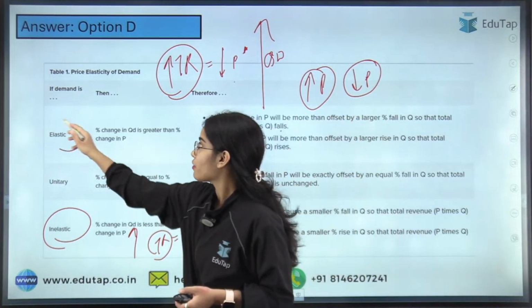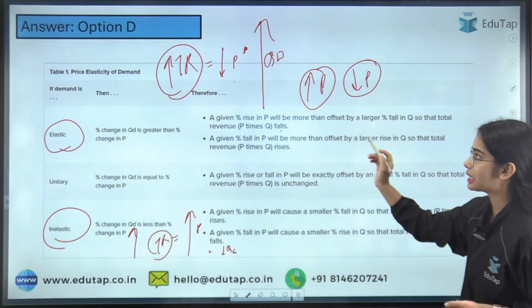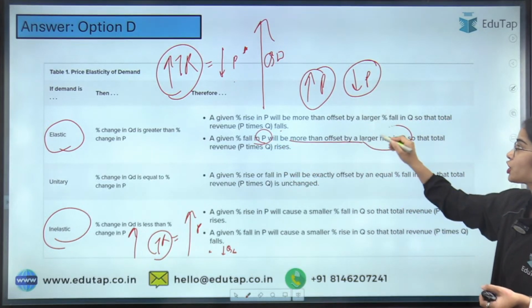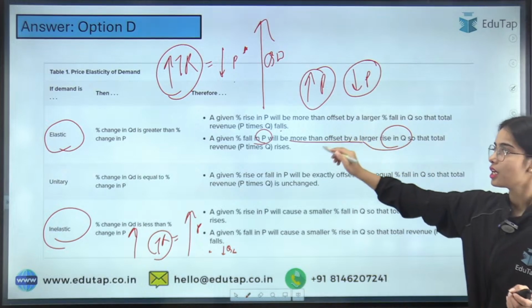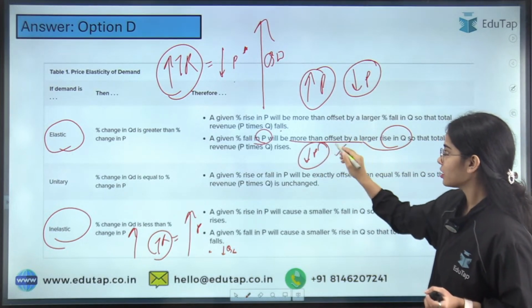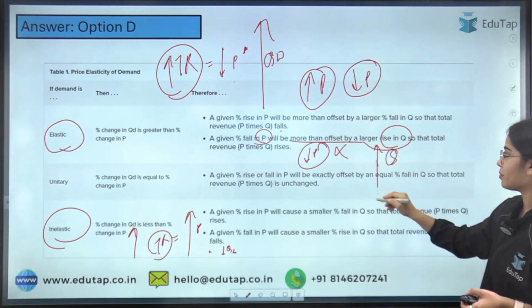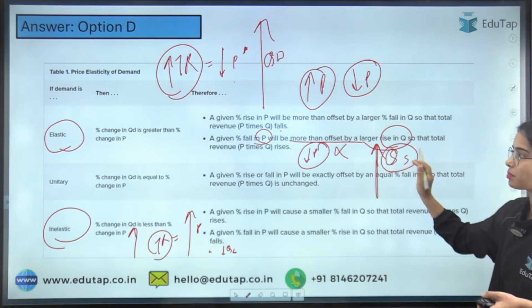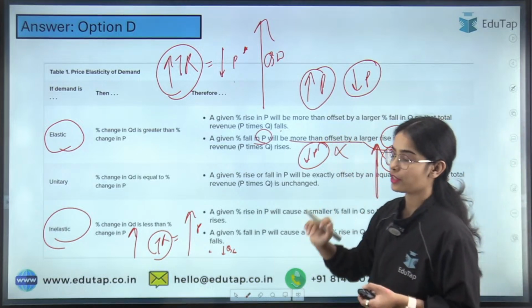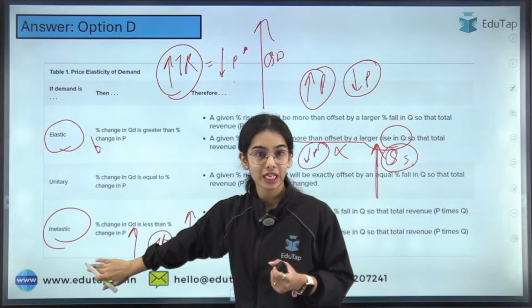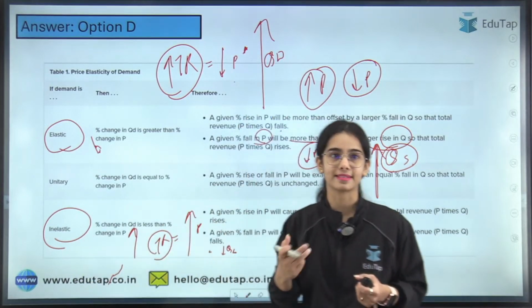So if you have elastic demand, the given percentage fall in price will be more than offset by a large rise in quantity demanded. That is, the fall in price will be overshadowed by the huge increase in quantity demanded. So your total revenue will increase. So in the case of elastic demand, decrease the prices. In the case of inelastic demand, increase the prices as a supplier.